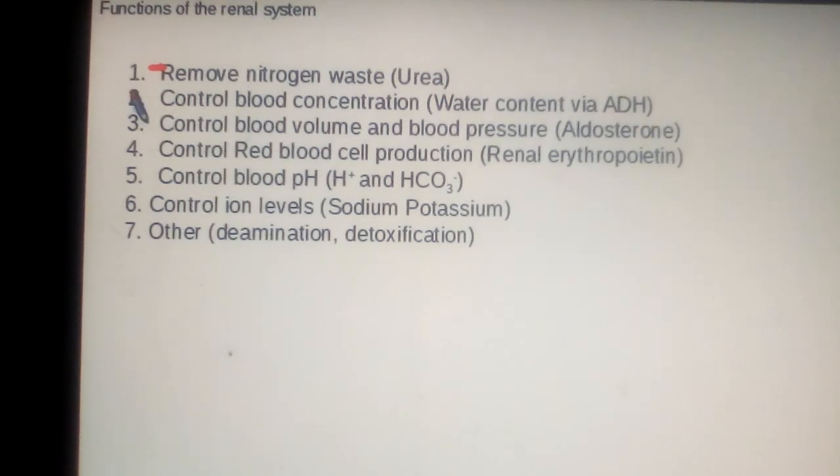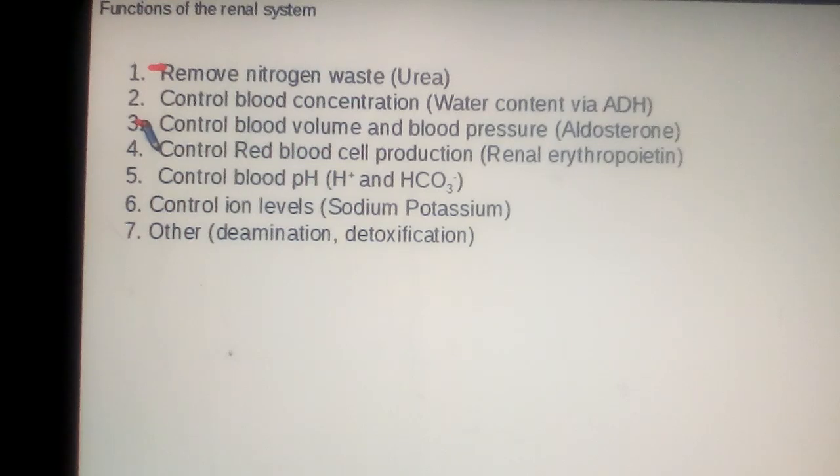Number 3 here, control blood volume and blood pressure. That's aldosterone. We talked about that a little bit with the heart and a little bit in the endocrine system. Aldosterone, when it's released, targets the kidney and makes the kidney reabsorb sodium and water, which primarily boosts the blood volume, which will boost blood pressure. Blood volume and blood pressure are related. Blood volume goes up, blood pressure goes up, and vice versa.